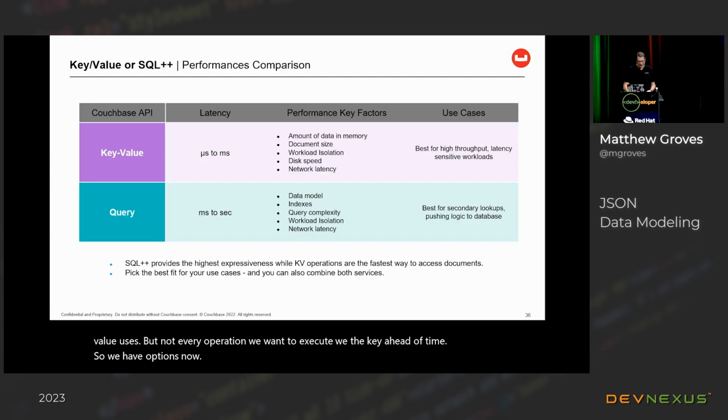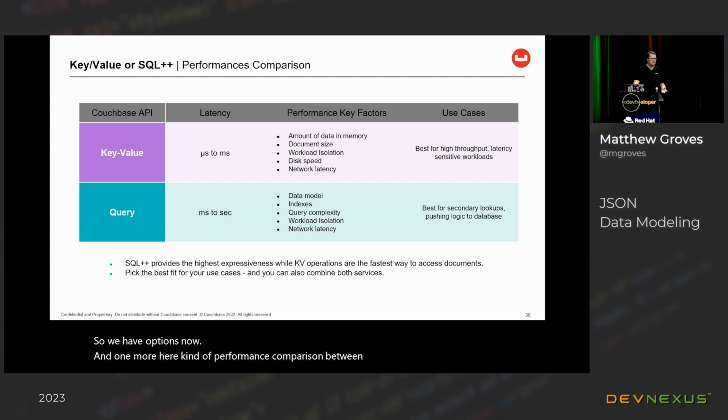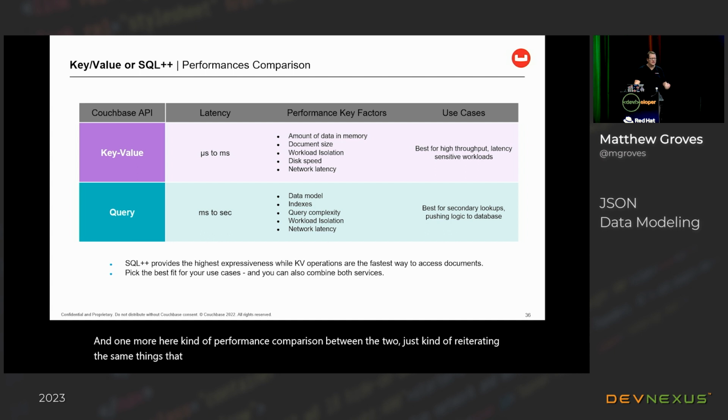And one more here, a performance comparison between the two, just reiterating the same things that I just mentioned in terms of latency of the two different operations. So if you want speed, pure speed, stick to key value. If you need more flexibility, bring in query when it makes sense to.